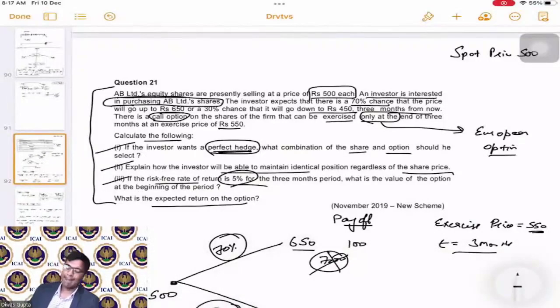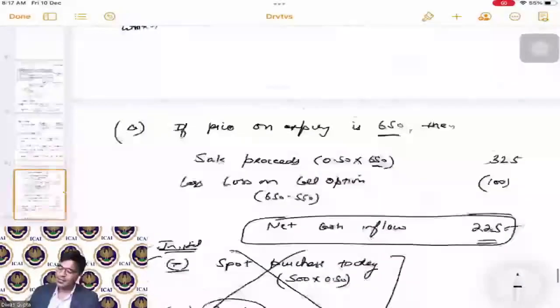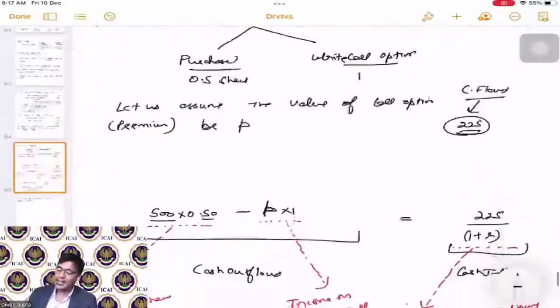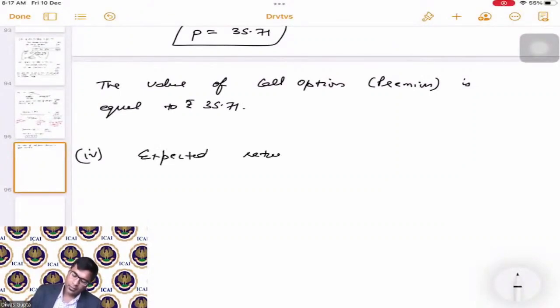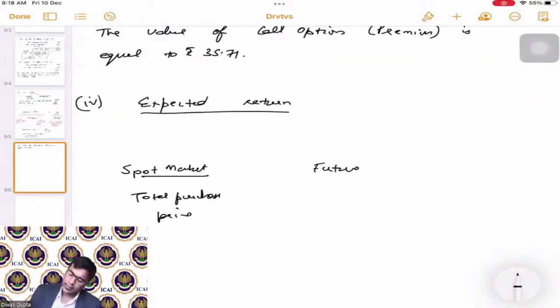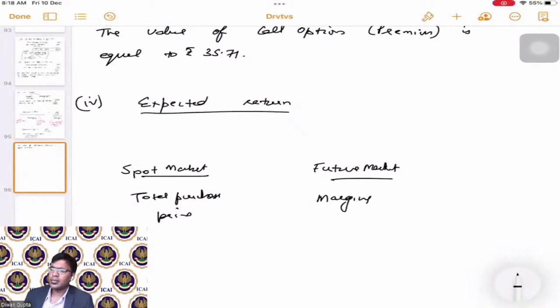Now see students, while calculating the expected return, I want to know, what is the investment equal to? Only the margins. Namita, because value of an option is premium only. Both the terms are used interchangeably. What is the value of an option? It is premium, right?